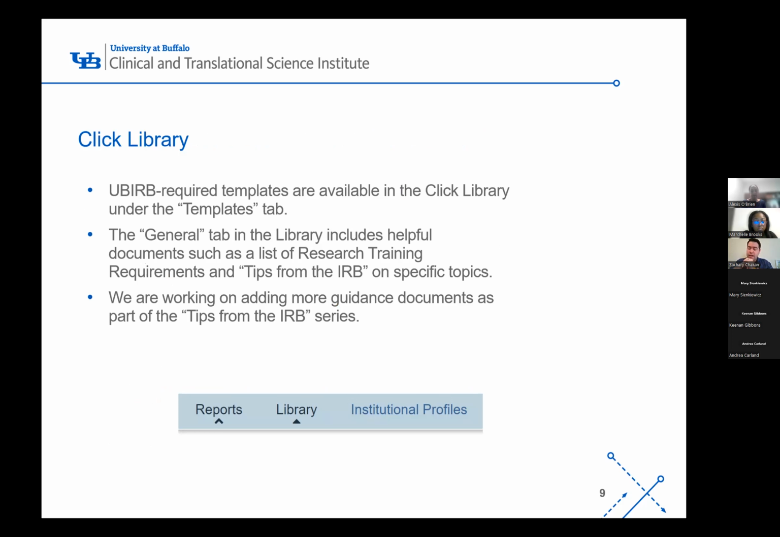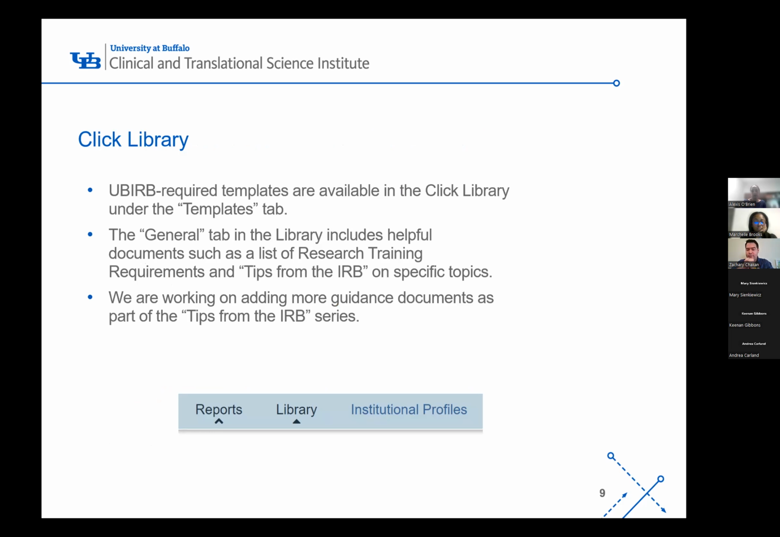A lot of these documents, and especially templates, are available in the Click library under the templates tab. Looking along your screen, there's a nice horizontal line, and you can see that's what the library is, one of the options you should have to choose from.